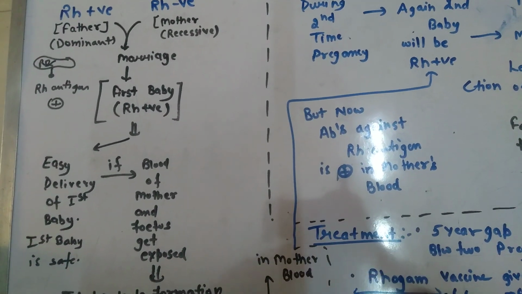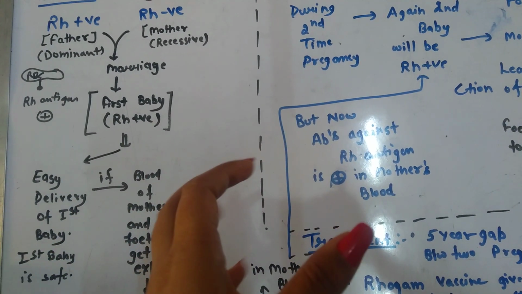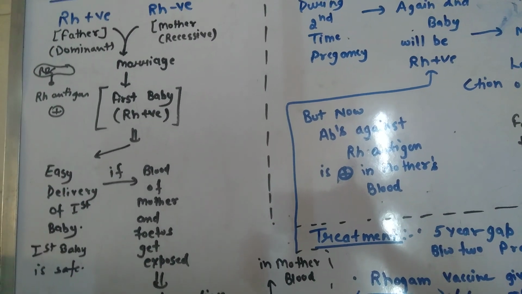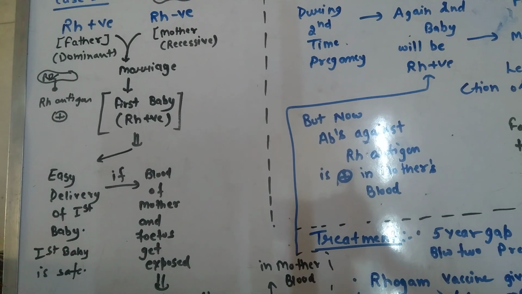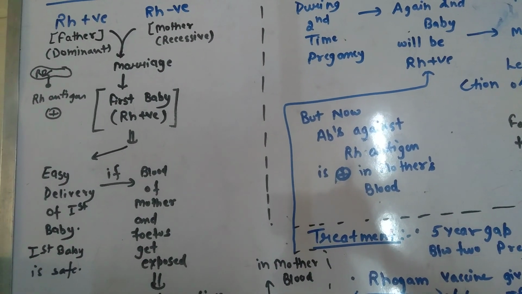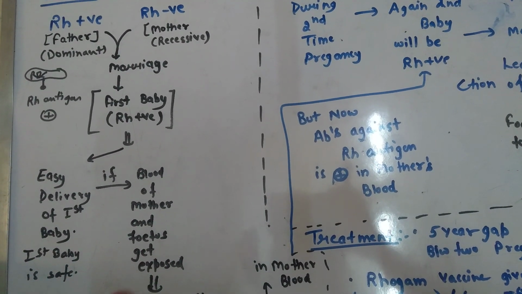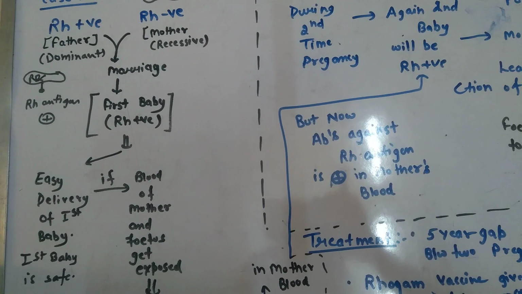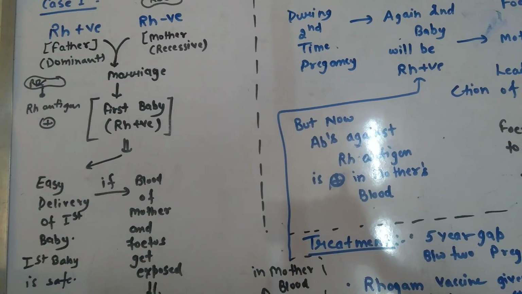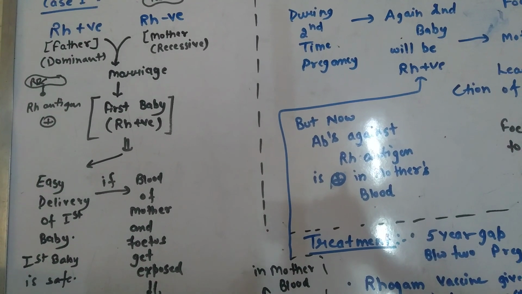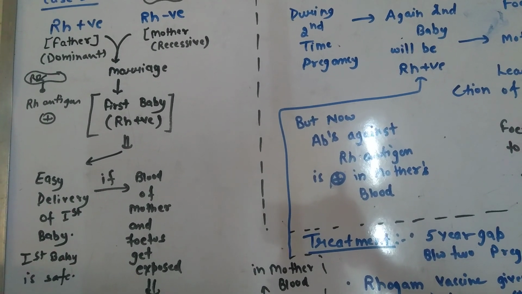But what happens if anyhow there is a mixing of blood between the mother and the first baby? If the blood of the first baby gets exposed to the mother's blood due to any tearing, or any other reason, then there is a mixing of mother's blood and fetal blood. So what happens? The RH antigen, which is present over the first baby's RBCs in the blood of the first baby, gets exposed to the mother's blood.